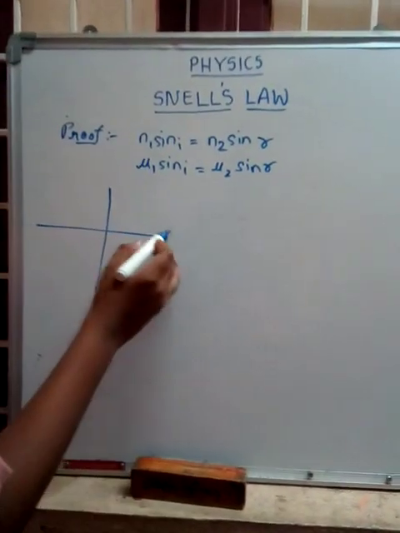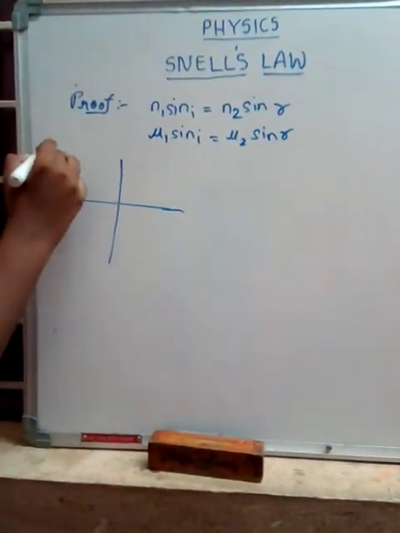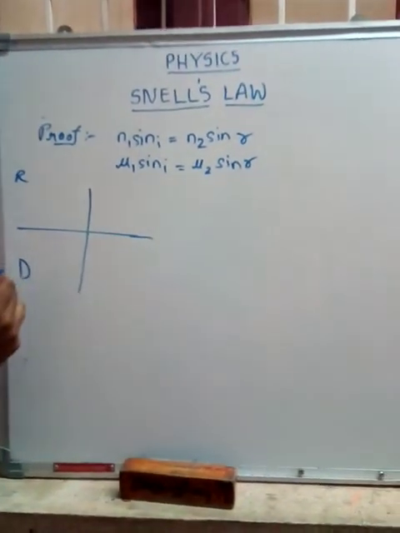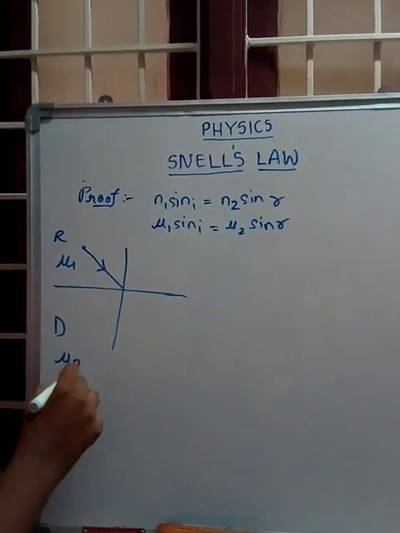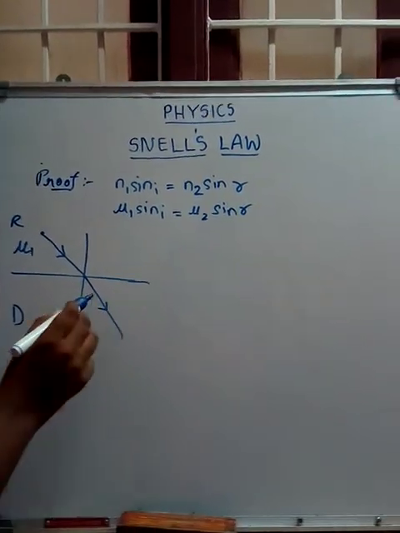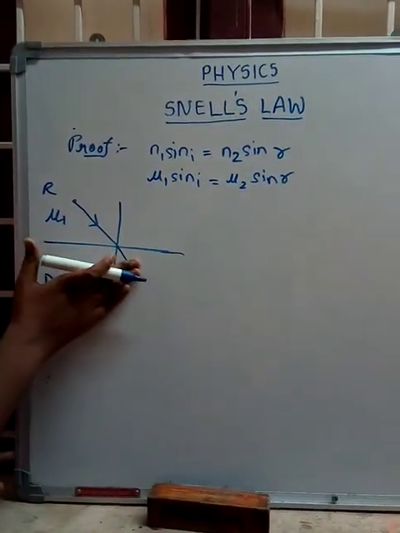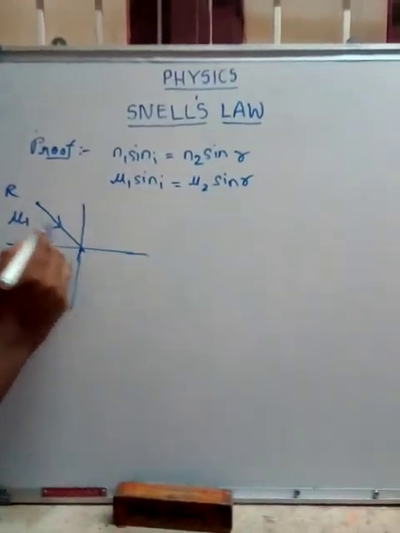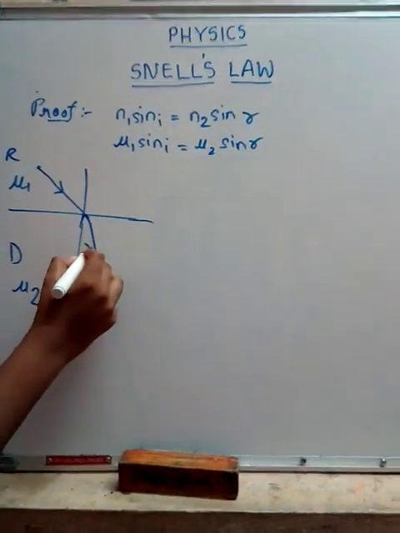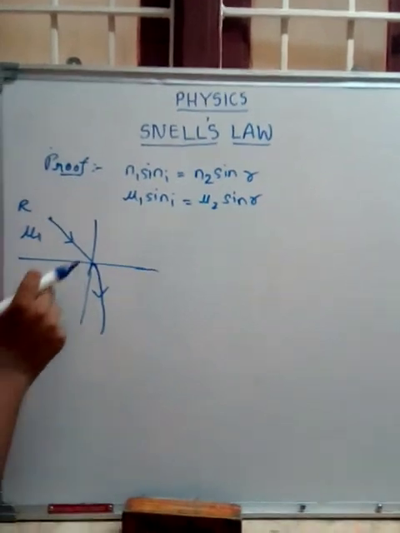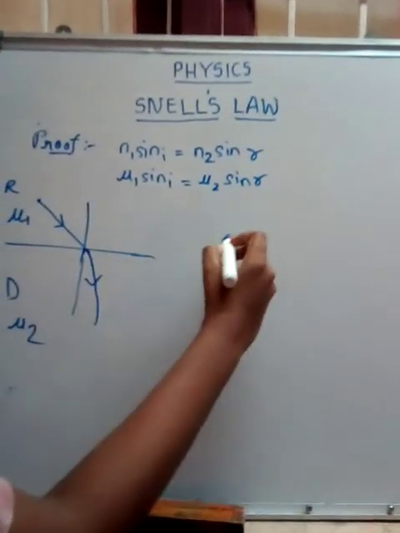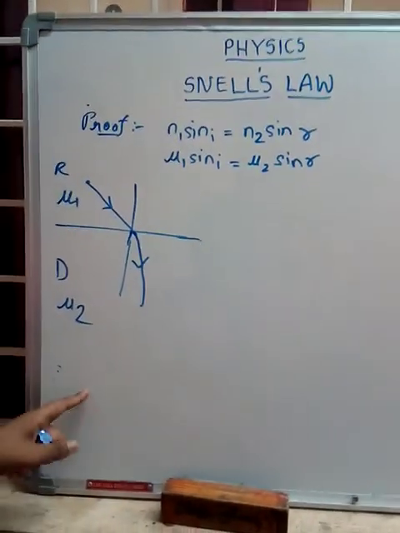So first let us draw the diagram. Rarer medium and denser medium. The ray of light is in the rarer medium, that is mu1, and the denser medium is mu2. A ray of light passing from the rarer medium to the denser medium bends towards the normal. If the ray of light travels from the denser medium to the rarer medium, it bends away from the normal. So this is the diagram for that.